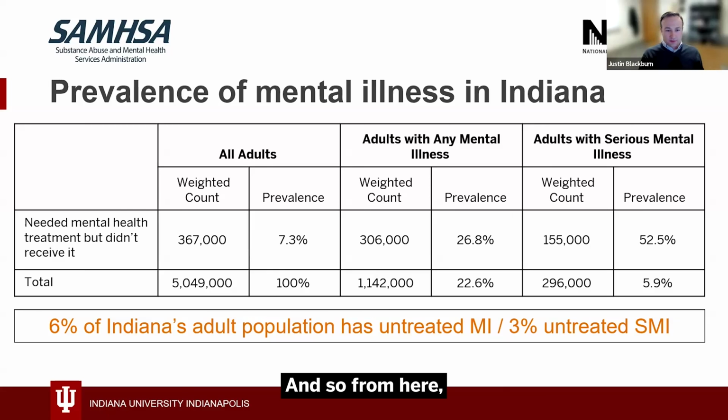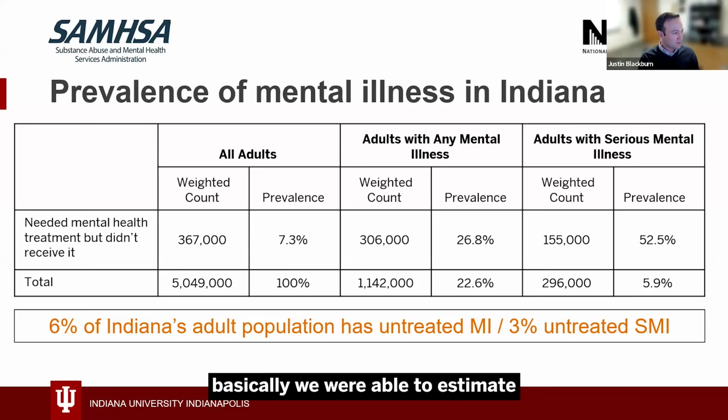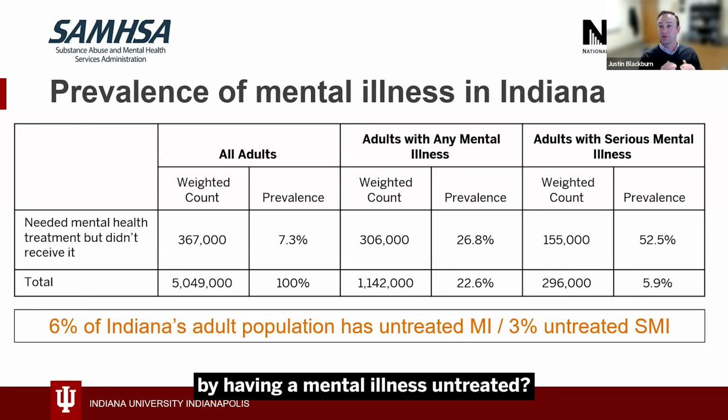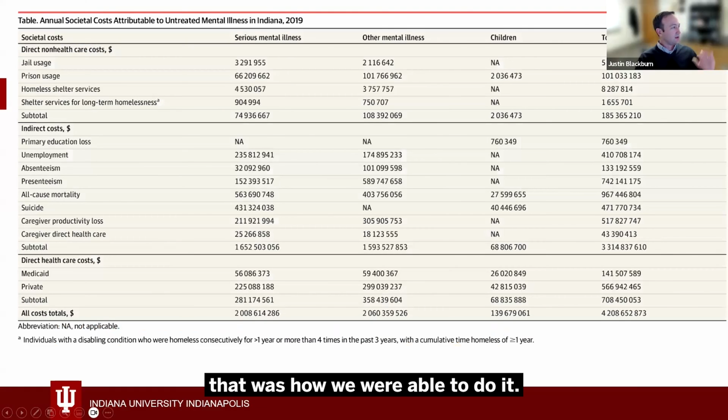And so, okay, from here, again skipping over some of the methods, but basically we were able to estimate, for all of those costs that I showed you, what is the excess risk of all of those outcomes, or what is the excess consequence of having a mental illness untreated. And so you can think about that as, okay, here's what the risk is for people with mental illness, and here's the risk for the population without, and then we assume, and again we document these in our paper, but that was how we were able to do it.